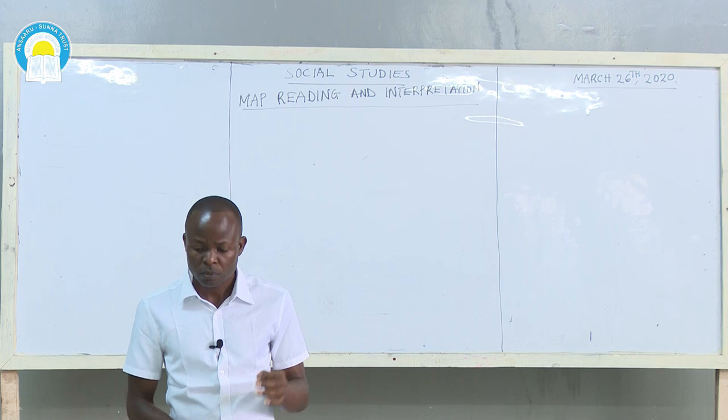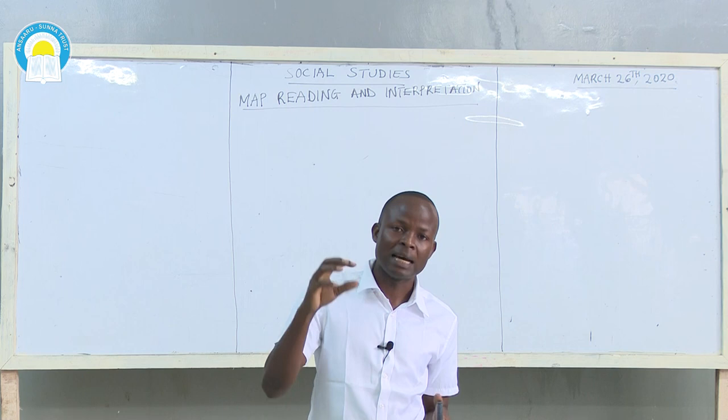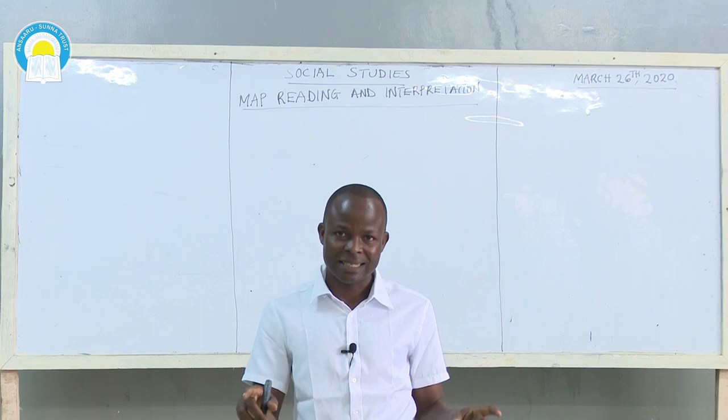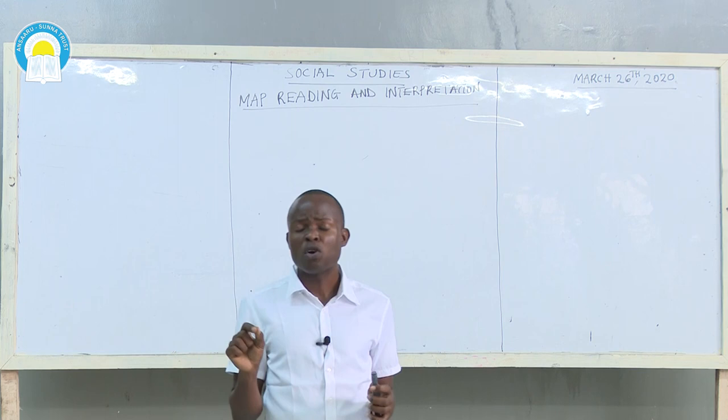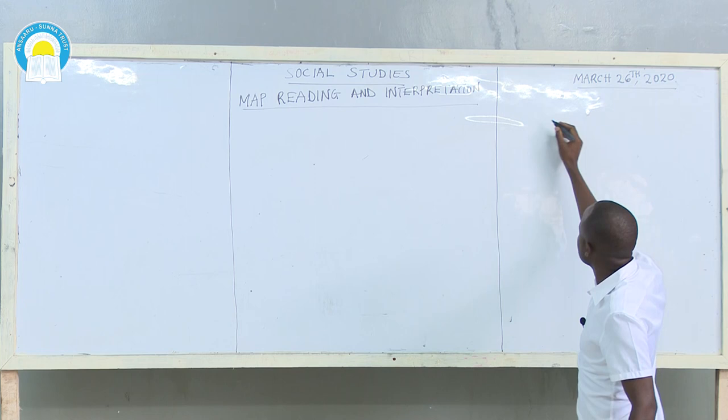So, what is a map? In class 5, we define a map as a representation of the earth or a portion of the earth on a flat surface. For a map to be called a good map, there are elements that make it a good map. So the first element of a good map is the key.